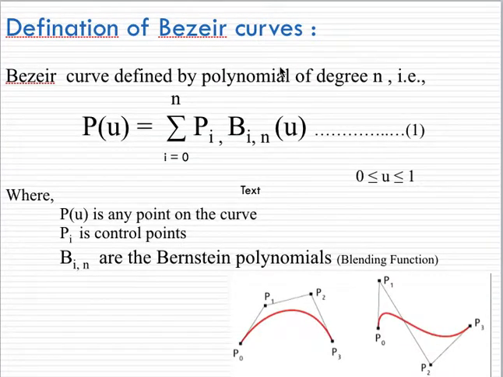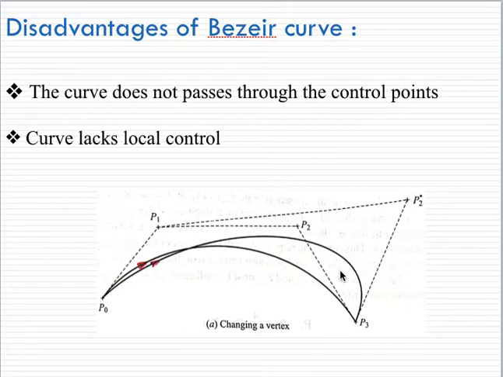We know the polynomial definition of the Bezier curve: P of u equals the sum from i equal to 0 to n of Pi Bi,n of u. This is equation number 1. Here P of u is any point on the curve, Pi are the control points P0, P1, P2, P3, and Bi,n is the Bernstein polynomial that we have gone through. Now these are the two disadvantages of the Bezier curve.